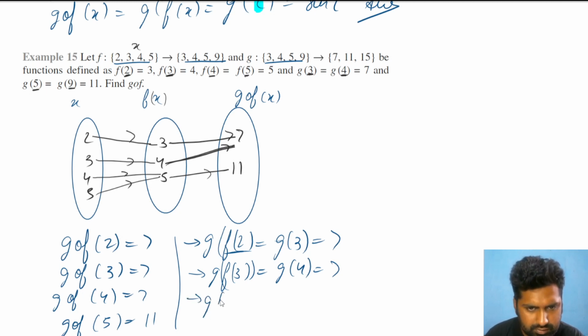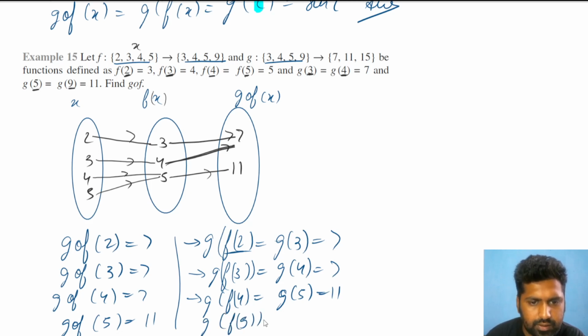Okay, so g of f of 4, what's f of 4? 5. So g of 5, what's g of 5? 11. And lastly g of f of 5 we have to calculate. So what is f of 5? F of 5 is also 5, so that's g of 5. G of 5 is 11.